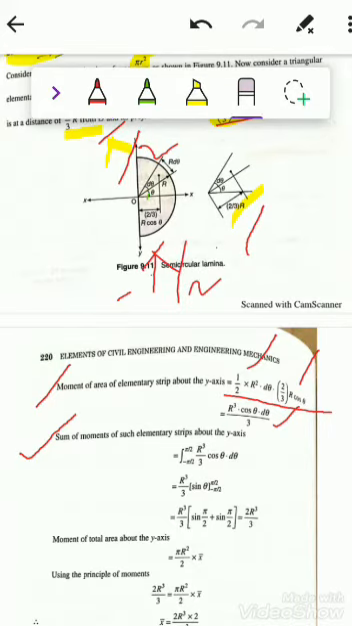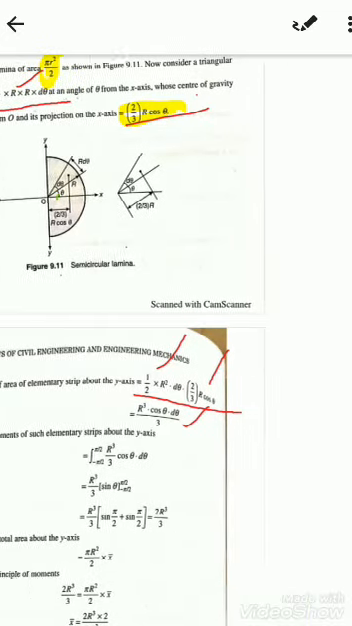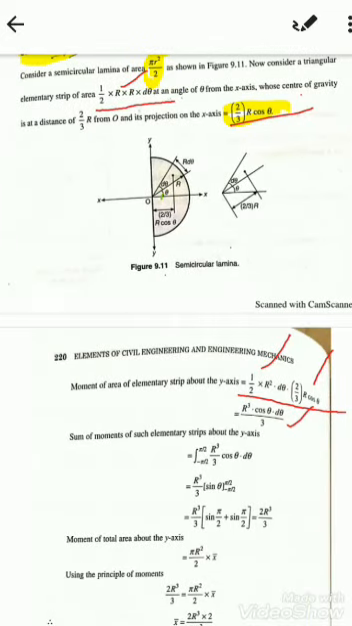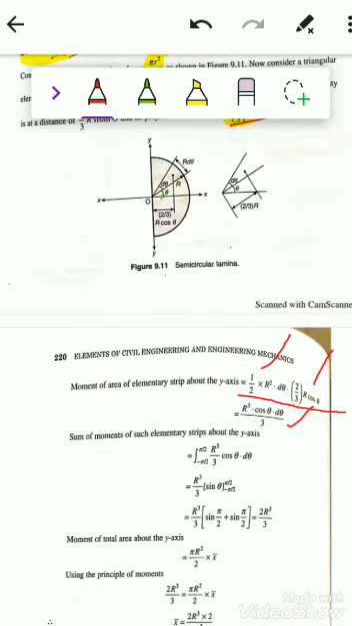Because of the semicircle, you have to integrate the equation under the limits of minus pi by 2 to plus pi by 2. So by integrating this, r cube by 3 is constant. You have to integrate cos theta and apply the limits. You will get this equation, which is the moment of the summation of all the elementary strips about the y-axis.